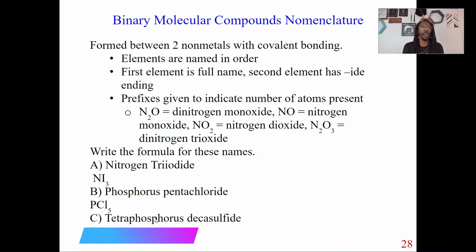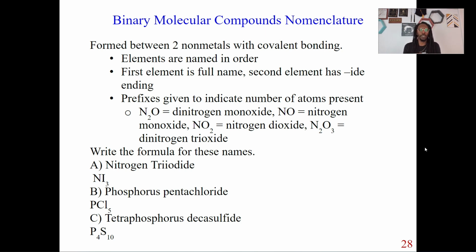Then lastly, we have tetraphosphorus decasulfide. I have phosphorus and sulfur as my two elements here. Tetra is 4, deca is 10, so I have 4 phosphorus and 10 sulfurs. How are we going to write this chemical formula out? It's going to be P4S10, with S10 for decasulfide. So we write it down as P4S10 as our final chemical formula.